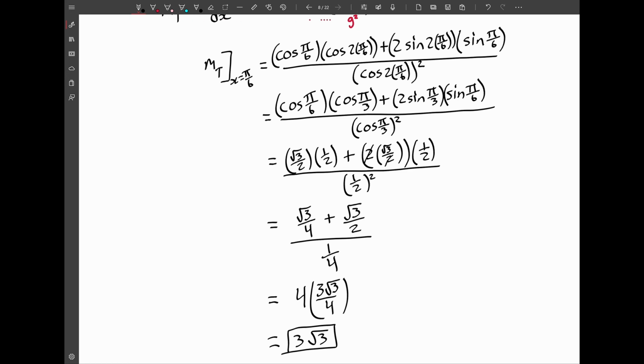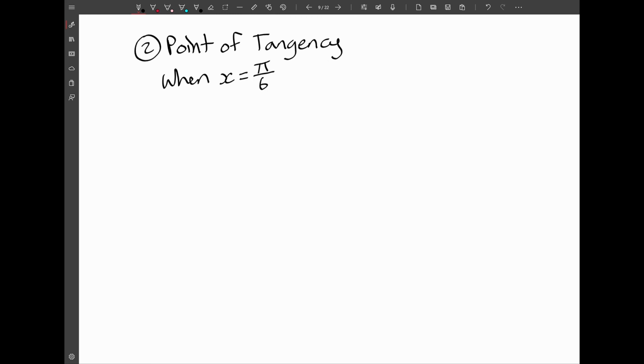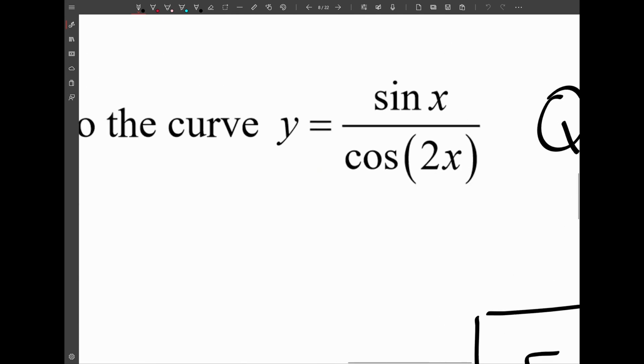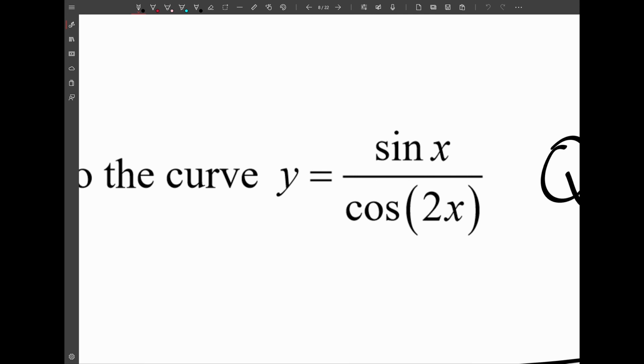So if we jump ahead here to the next page, just to get us some more space, the next thing we need to do is establish the point of tangency. So we already have the slope, and we have our x value. So when x is equal to pi over 6, we go back to our original formula, if you've forgotten that by now, because it was a while ago. But if you recall, our original formula was that y is equal to sine x over cos of 2x.